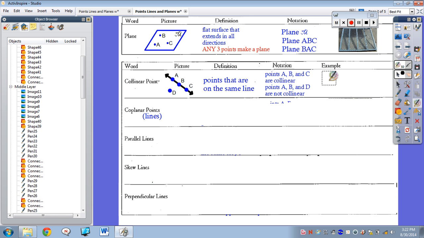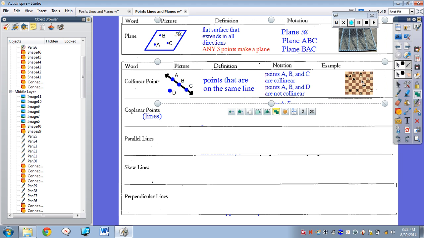So an example of collinear, alright, here you go. You've got a chessboard. Let's see if I can make this a little bit bigger. Nope, I can't. Alright, so the chessboard piece, if you just look at the three pieces, so this piece right here, this piece right here, and this piece right here are all collinear because they are on the same line. These 3 pieces right here, 1, 2, 3, are also collinear. They are on the same line.